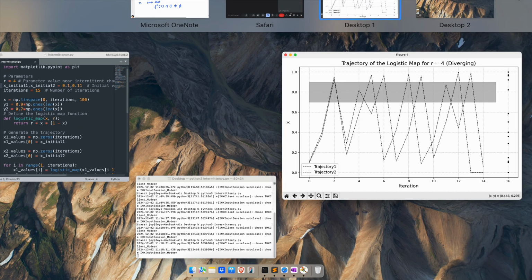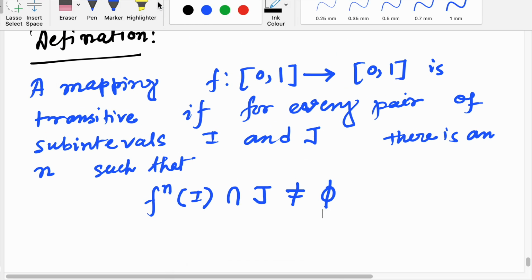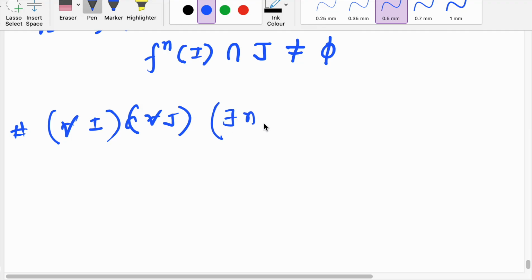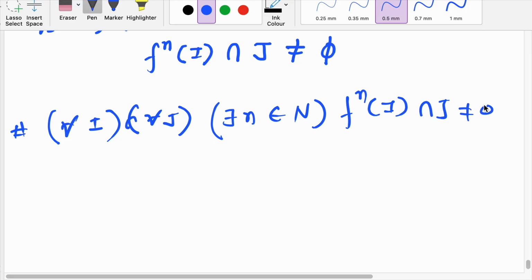So that means whatever interval I choose, it will at some point intersect with J. In mathematical language we say for all I and for all J there exists an n which belongs to the natural numbers such that f^n(I) intersection J is not empty. So that's it. Now the proof is very simple.